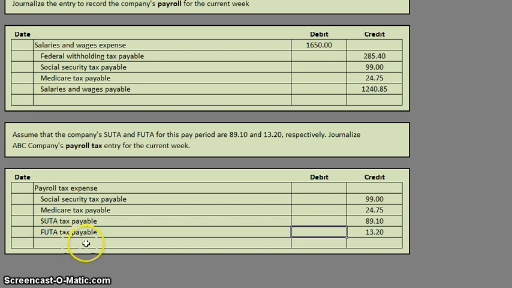Now at this point you might be tempted to make an additional payable account here, but we do not need any type of salaries and wages payable down here. That is only for the amounts that we have to pay to the employee. In this case, once we go ahead and make this debit and credit balance, we will be done with our journal entry. So let's find the total amount of tax that this employer has to pay. $99 plus $24.75 plus $89.10 and $13.20. So the employer has to pay a total of $226.05 to the government for those payroll taxes.